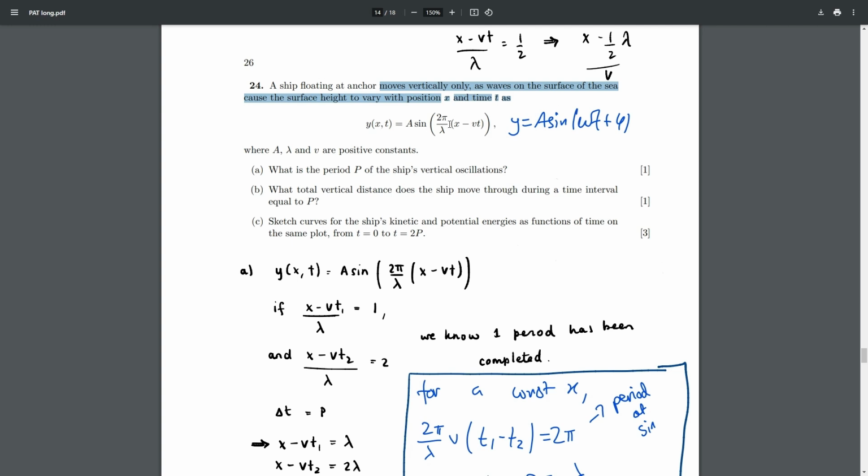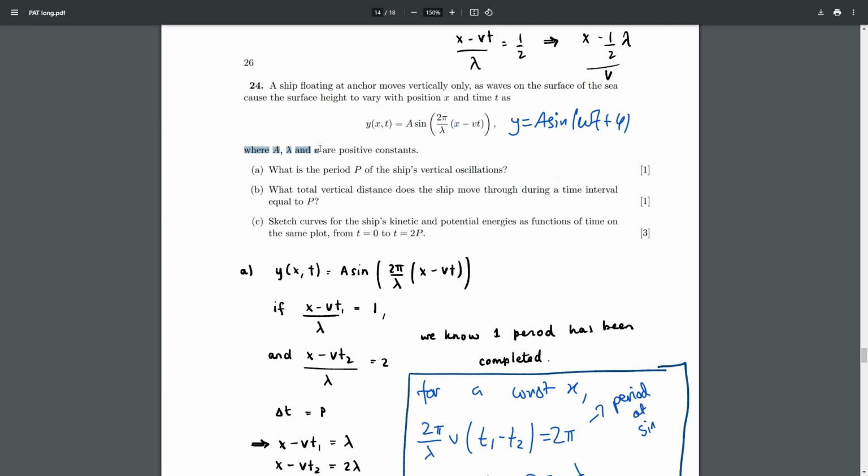So the first thing we can notice is that for a constant x position, this looks like a sine of ωt plus φ, which is simple harmonic motion. So all of these particles, at a constant x position, the particles of the water, I guess, are oscillating up and down with simple harmonic motion.